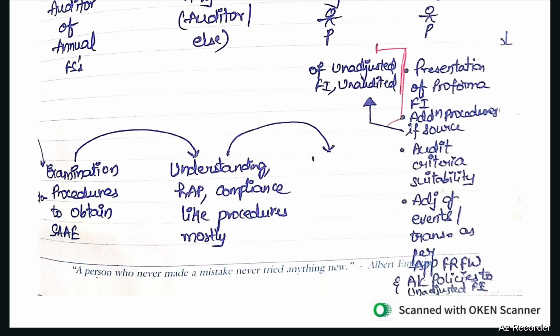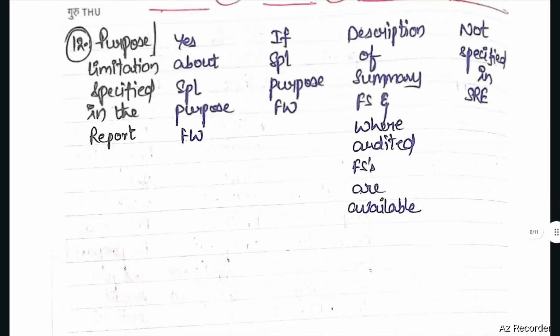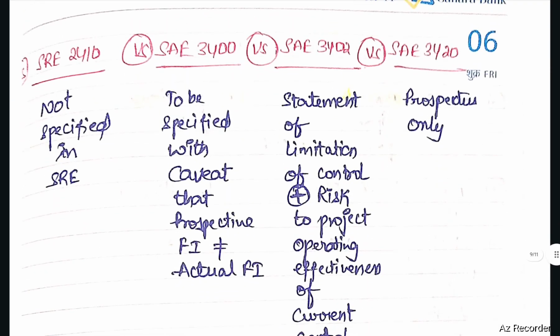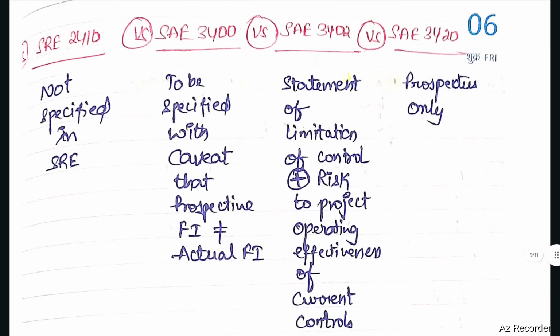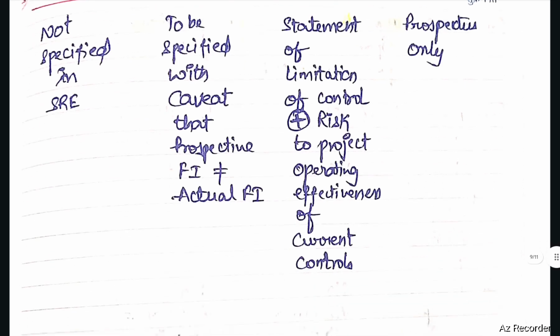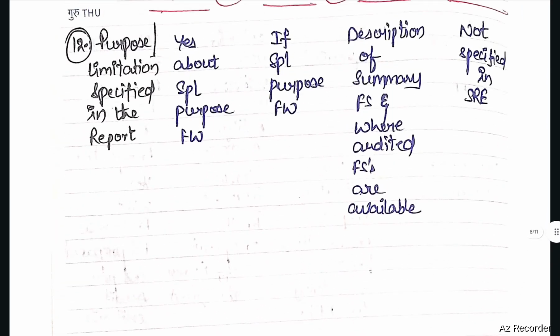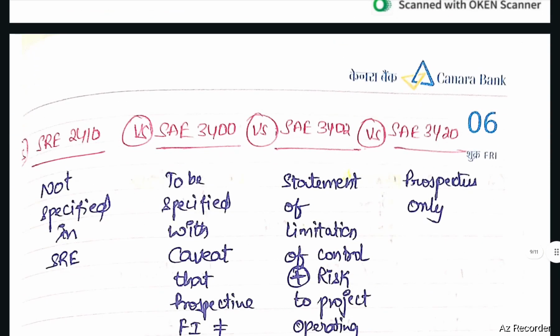As per SRE 2400, the purpose or limitation will not be specified. In case of SRE 2410 also, the purpose or limitation will not be specified in the report. In case of SAE 3400, the purpose or limitation is to be specified with a caveat that prospective financial information is not the same as actual financial information. As per SAE 3402, a statement of limitation of control and risk to project operating effectiveness of the current controls needs to be specified in the report. As per SAE 3420, the limitation or purpose should be specified in the prospectus only.